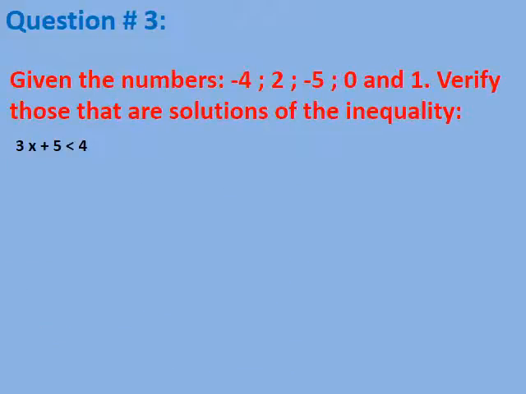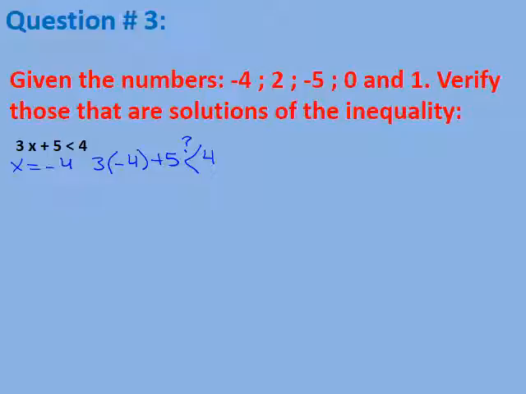Now, question number 3, Ali. Given the numbers minus 4, 2, minus 5, 0, and 1, we should verify those that are solutions of the inequality 3x plus 5 less than 4. To verify if a given value is a solution, what should we do? We substitute the x by the given value, or we replace. First, x is equal to minus 4. So when x is equal to minus 4, replace: 3 times minus 4 plus 5 less than 4. Is it less than 4? We are verifying, so we should write a question mark.